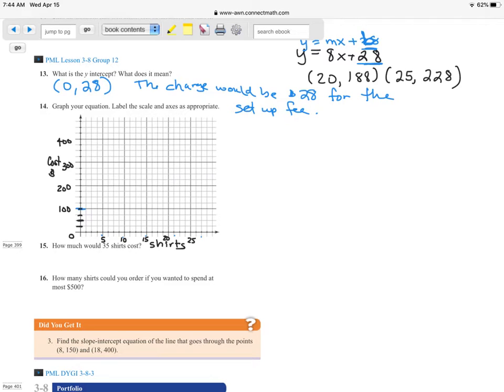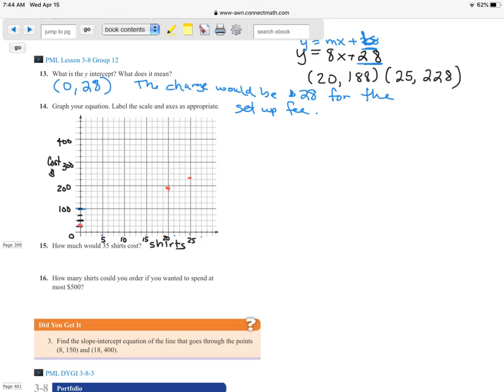So the 0, 28 would be about right there. And then we also had the 20, 188. So this would be about 175 here. So let's do the 188 there. And the 25, 228 would be about right there.